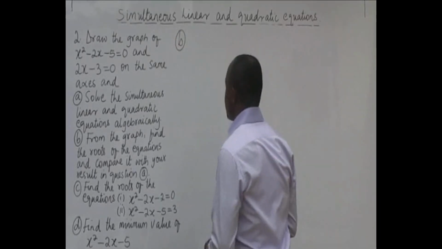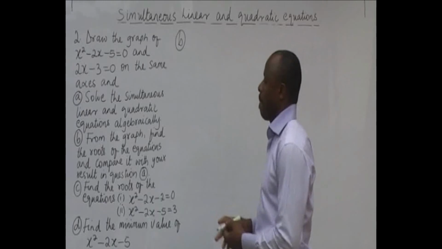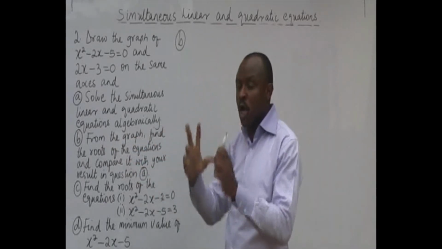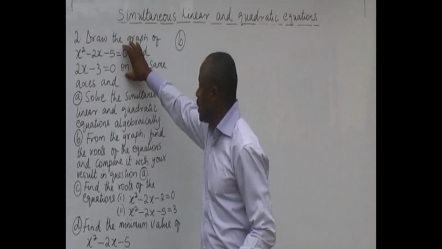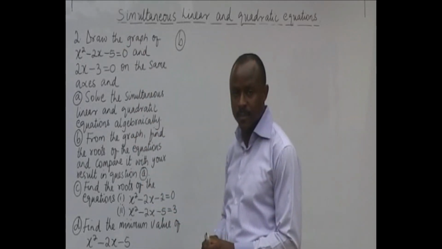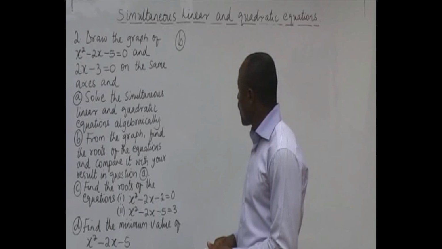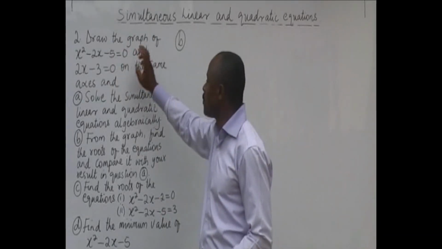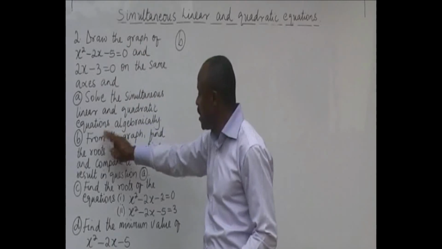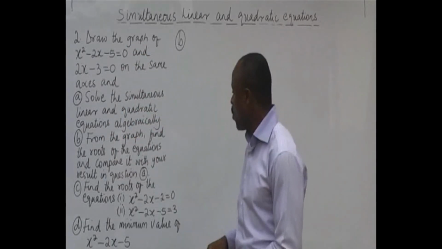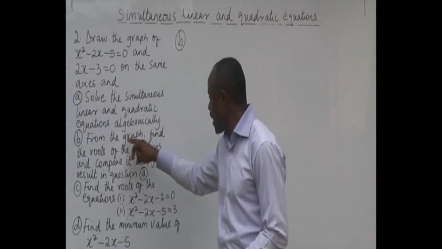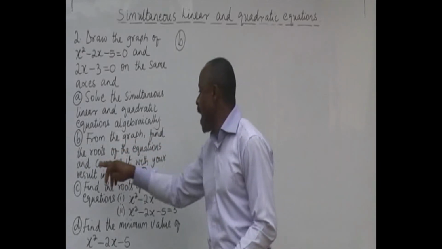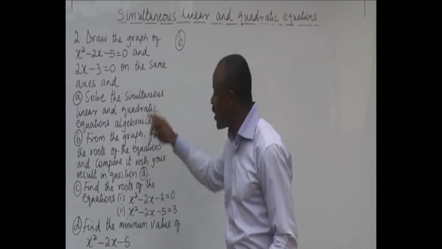The A part was a very long one. The B part said that from the graph, that means we should plot the graph of the two equations. Now from the graph, even from the onset, they said we should draw the graph. So we are not solving part B of the equation, where he said that we should, from the graph, find the roots of the equations and compare it with our answer in equation A.